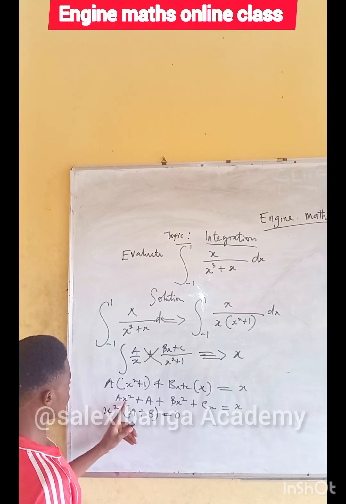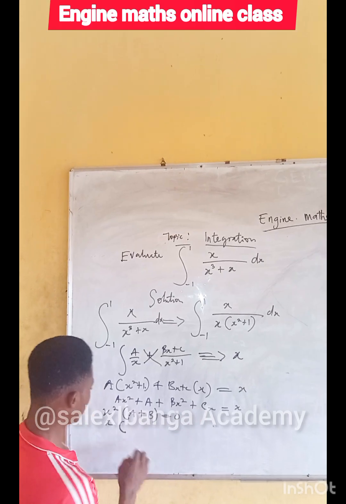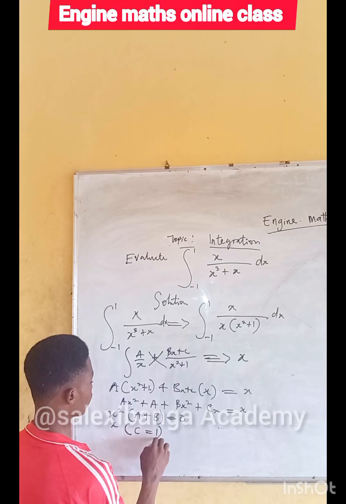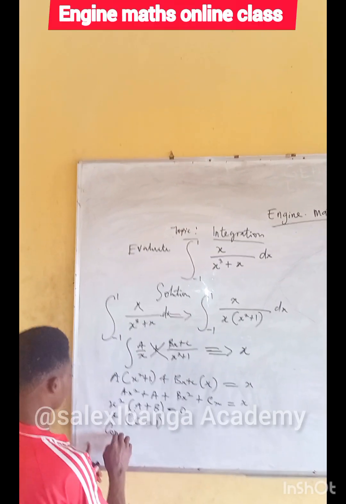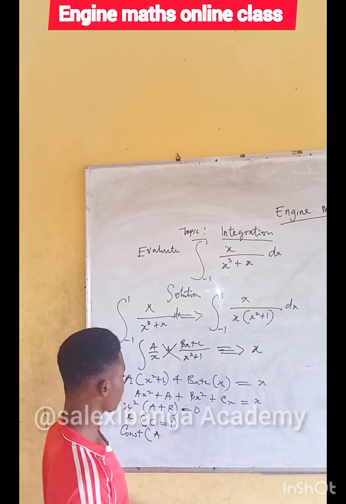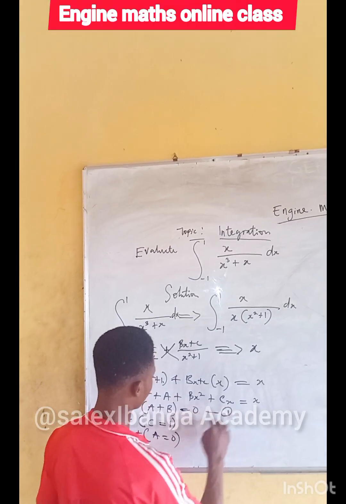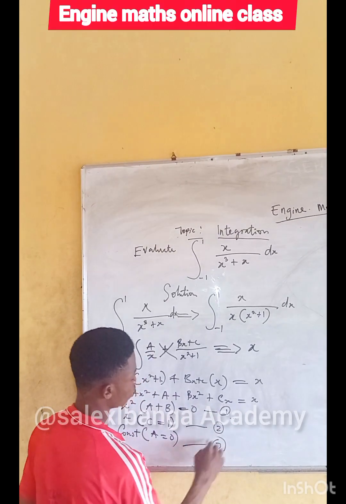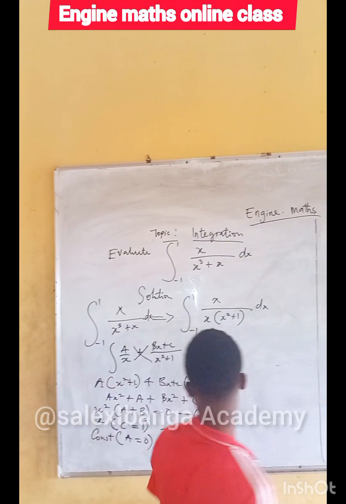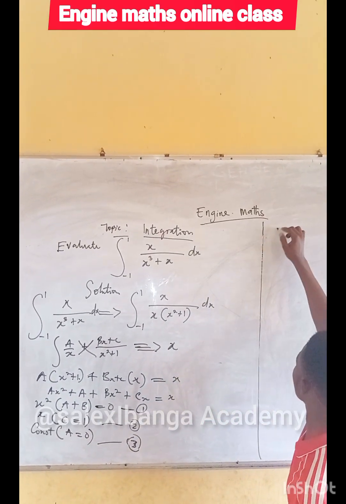Then apply the same method to x. At x, I already have c, and there's x at the right hand side, so c equals 1. Then for constants, we have only A, and there are no constants on the other side, which means A equals 0. Let's call these equation 1, equation 2, and equation 3. Equation 3 says our A equals 0.